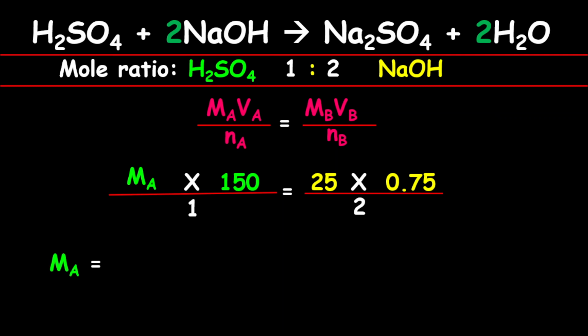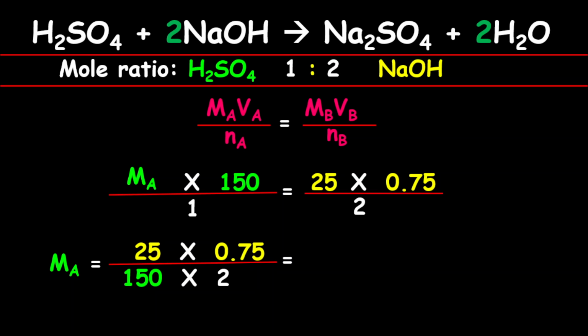Now therefore, Ma equals 25 multiplied by 0.75 divided by 150 multiplied by 2. Therefore, the molarity of the sulfuric acid is 0.0625. I hope this method was also useful and you understand it well and are able to apply it.